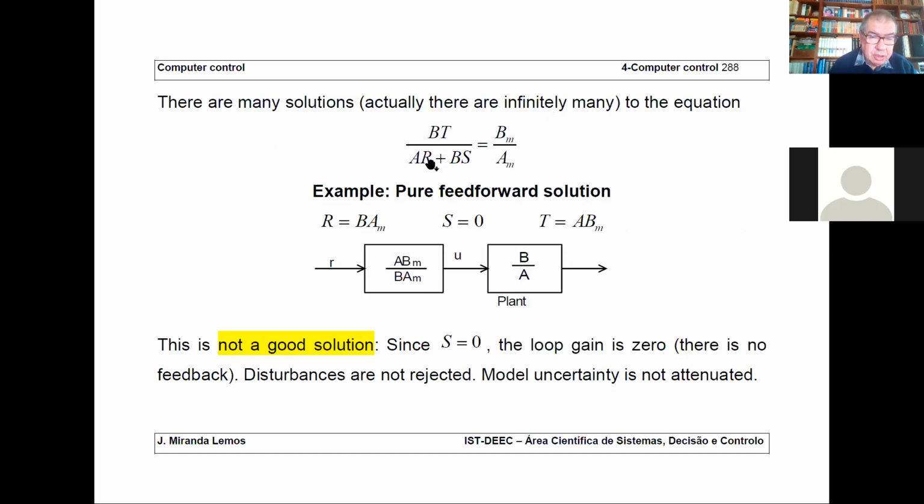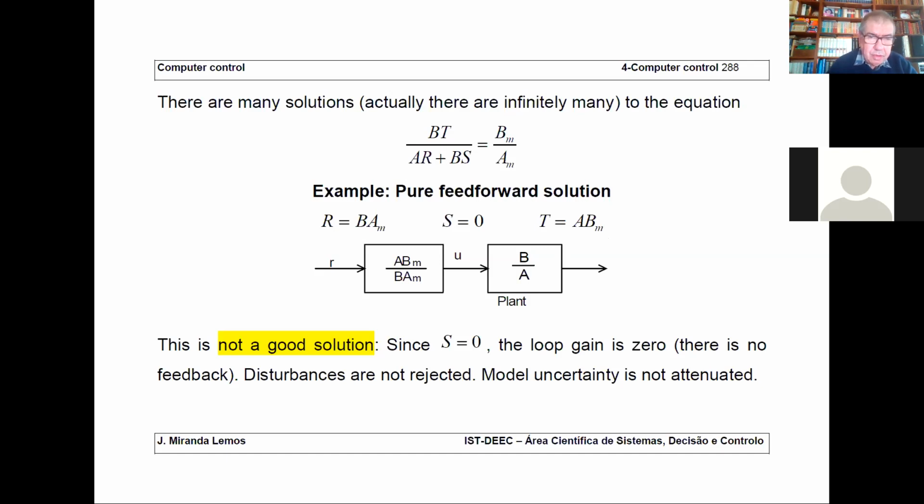I want to solve this equation. One possibility is to make R equal to BAM, S equal to 0. So this term is not here. R is BAM, and T is ABM. So what happens is that we have BABM, and here we have ABAM. So everything cancels out and you only have BM divided by AM. So with this choice, you solve your problem.